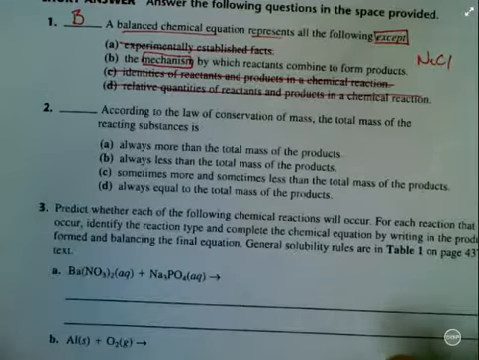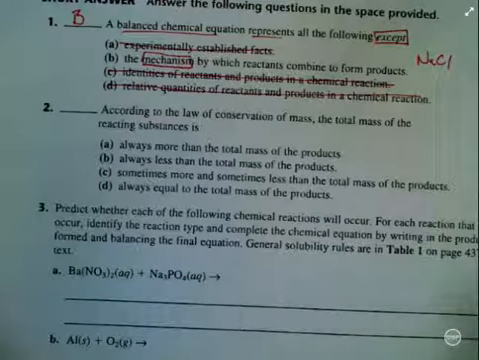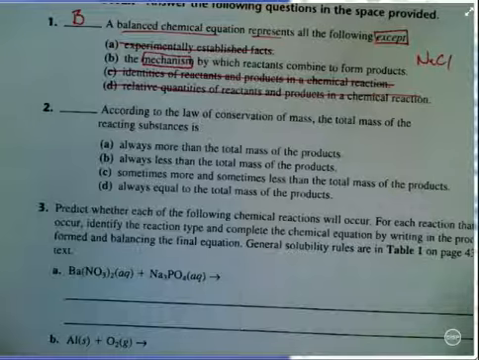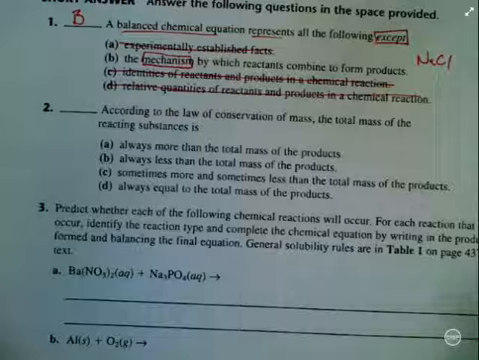Number 2, according to the law of conservation of mass, the total mass of the reacting substances is, so what about the total mass of the reactants is true here? It is always more than the total mass of the products. Well, that can't be right because it's the law of conservation of mass. We're conserving. We're keeping those things the same.